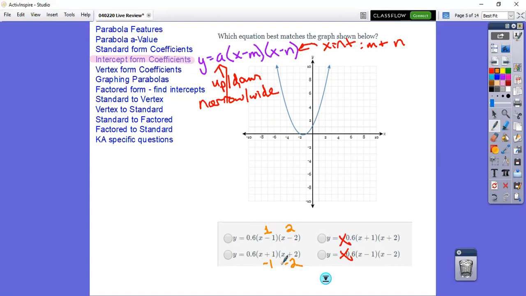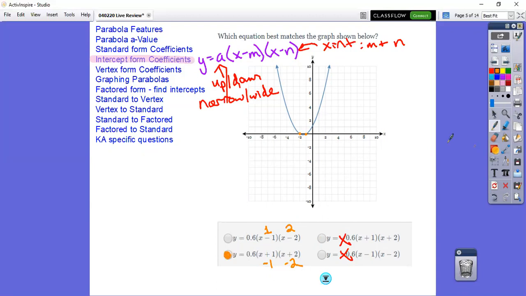Why these numbers? Because each of these numbers make their parentheses equal to 0. Okay, what do I mean by that? If you take this 1 and you put it in for x, 1 minus 1 is 0. You take this 2, put it in for x, 2 minus 2 is 0. Negative 2 in for x, negative 2 plus 2 is 0, and so on and so forth. So if I look at these, my x-intercepts are on the negatives, and therefore my answer goes here.